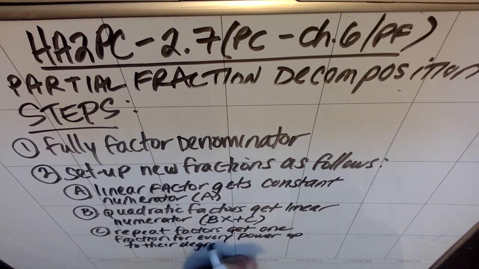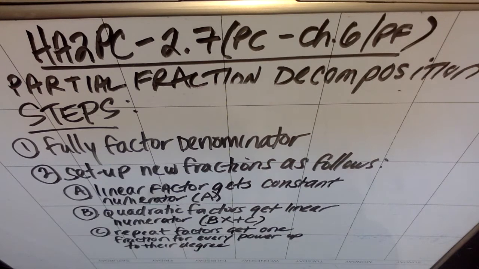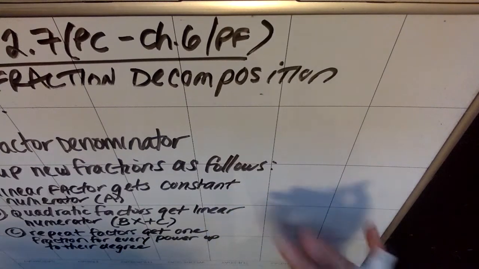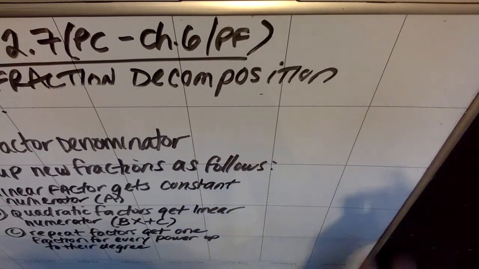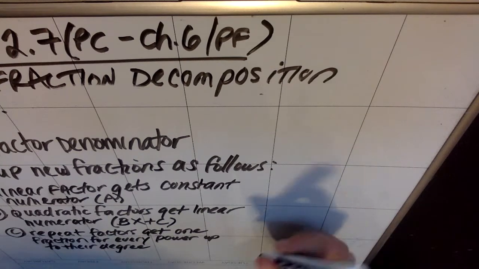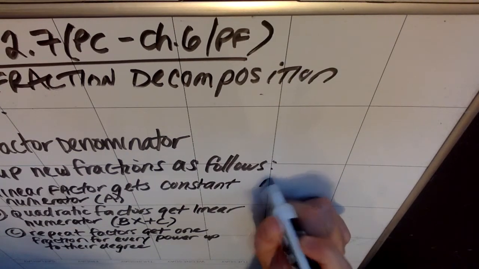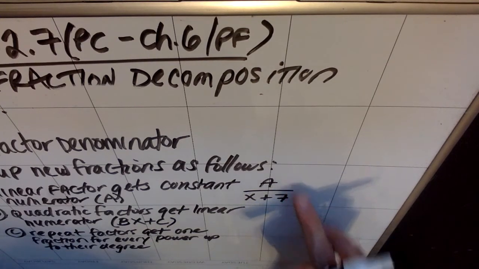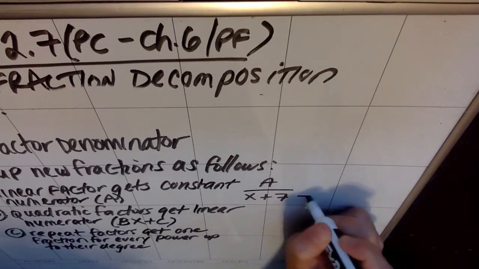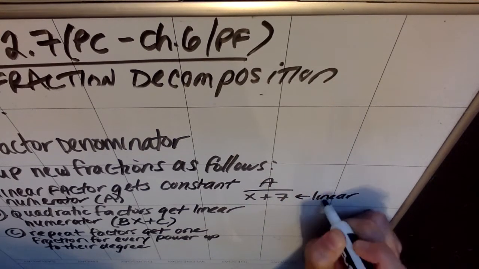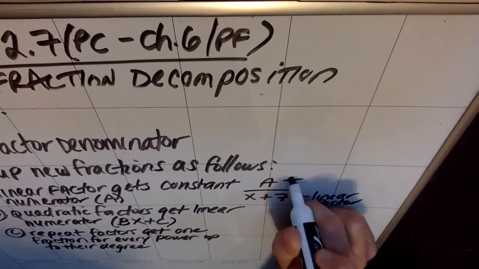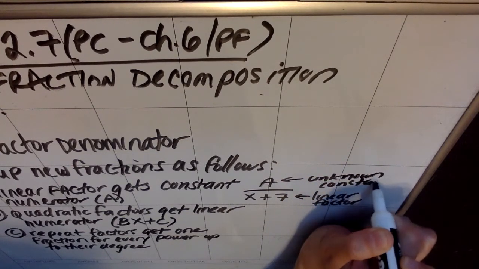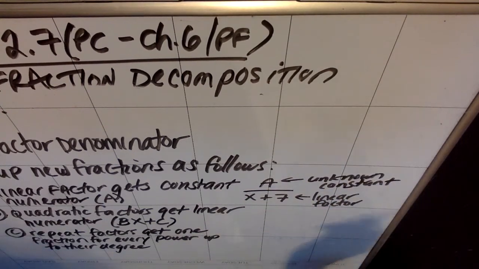All right, and again, that kind of sounds like gibberish right now, but I'm going to walk you through what I mean by that. So over here, I'm just going to show you an example of what I mean. When I say a linear factor gets a constant numerator, for example, if my factor was an x plus 7, then I would put an a on top of an x plus 7, because a is a constant, and I have a linear divisor, right? So see how this is linear? This is my linear factor. And this is my unknown constant, right? I have to give it a letter because it's not something I know. I know it's a constant value, I just don't know what constant, okay?